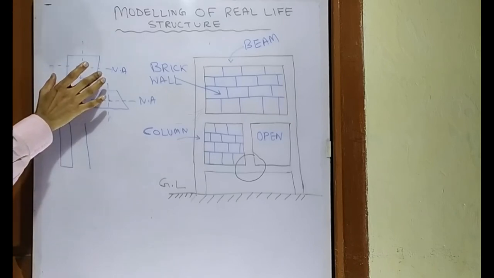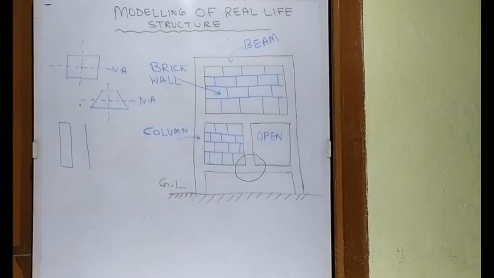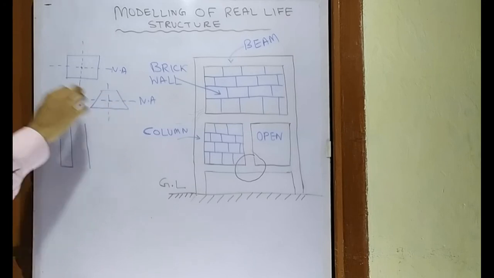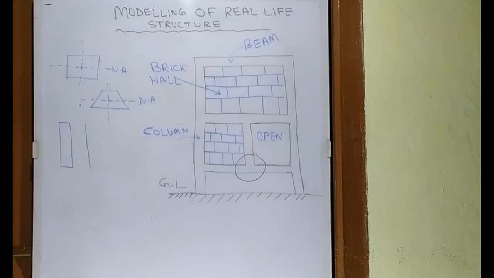If the beam is of rectangular or square section, then we will just consider the center line of the section, and we will consider the neutral axis in any of the cases. We should not get confused; just take the neutral axis and draw the model. This is for the beam and this is for the column. Now what do we do for support conditions?